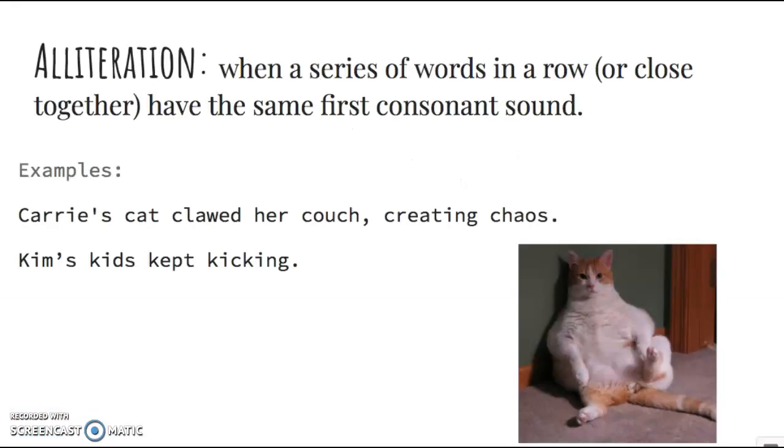The first one is alliteration. This is when a series of words in a row or close together have the same first consonant sound. Examples: Carrie's cat clawed her couch, creating chaos. Kim's kids kept kicking. Now, it doesn't always have to be directly next to each other like that. Sometimes you could have a couple words in between, but if you have a consonant sound that's repeated, it is called alliteration.